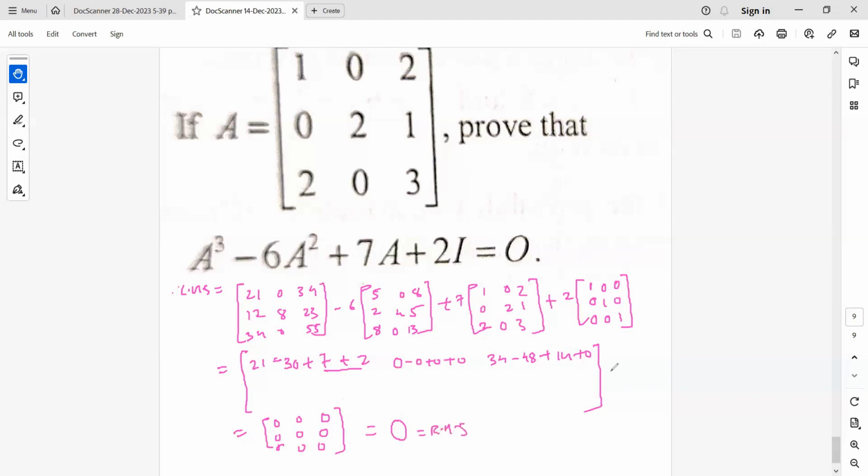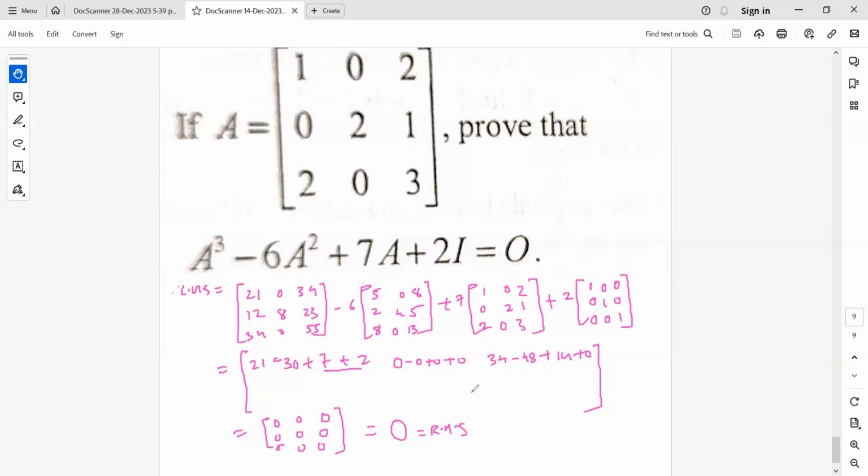So this is how we need to prove LHS is equal to RHS, and such a question will occur for 5 marks. We have discussed almost all the varieties of examples on matrices. Similar questions you all practice for homework.